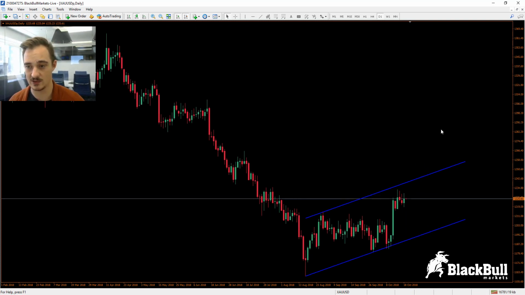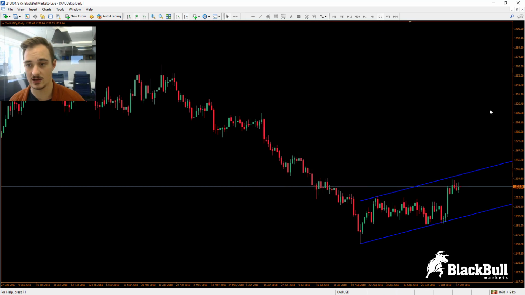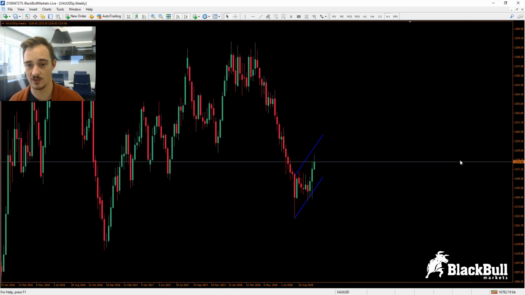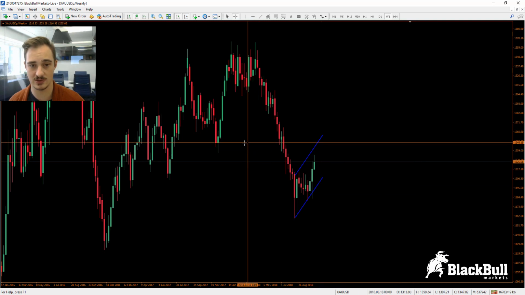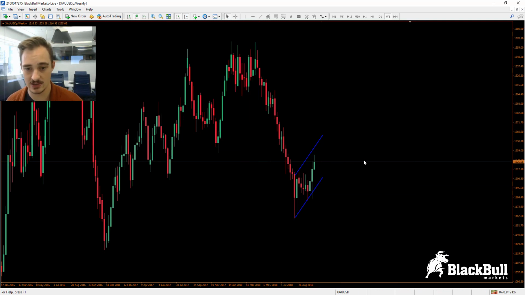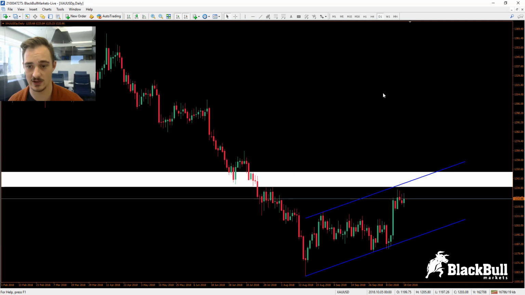If it does break, we can look for a further move to the upside, or if it does bounce there, we can continue in this very long-term downtrend that we've had in gold for quite some time, since, I believe, March 2018. So that is a very strong downtrend, so do keep that in mind if you are going to take trades against the trend. You can also see we have had that previous support here, which could offer resistance if you are looking to go to the upside.